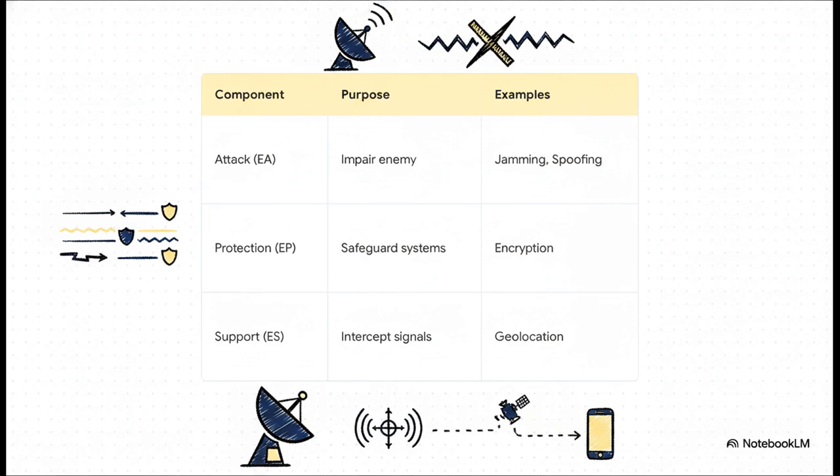First up, electronic attack. This is actively using electromagnetic energy to jam or spoof enemy systems. Then there's electronic protection, safeguarding your own tech using techniques like rapid frequency hopping. And third, electronic support, silently intercepting and geolocating enemy signals for intel. The very airwaves that power your everyday smartphone, GPS, are now high-stakes strategic battlegrounds.